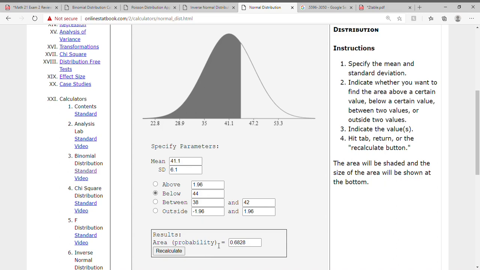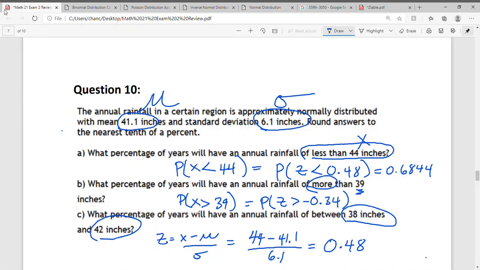Our solution is very similar to 68.3%. Our solution was 68.4%. So there is going to be some difference from the calculator and the actual work if you do it by hand. The calculator is more accurate.